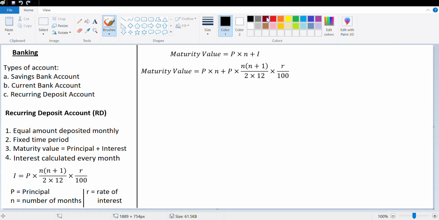Hi guys, let's start a new chapter. It's called banking. In the previous years, we've talked about simple interest. Then in class 9th, we talked about compound interest. So this is in continuation with this same concept.